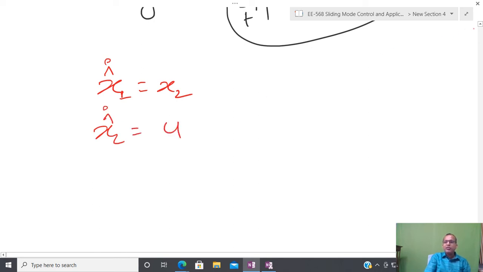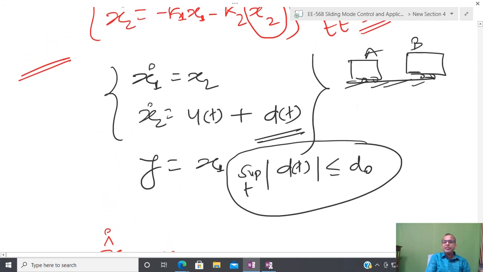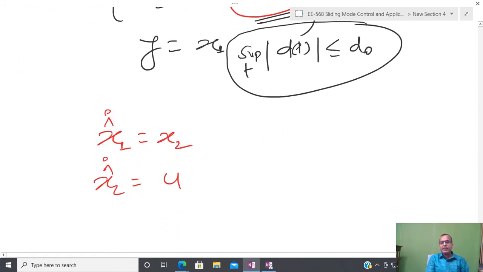u. Now could you please tell me whether it is possible to incorporate this term during the observer design or not? Anyone? Am I able to write it like this during the copy? It is not possible, because the disturbance is unknown to me. And due to that reason, I cannot incorporate this term in the observer, because this system is running inside the computer.